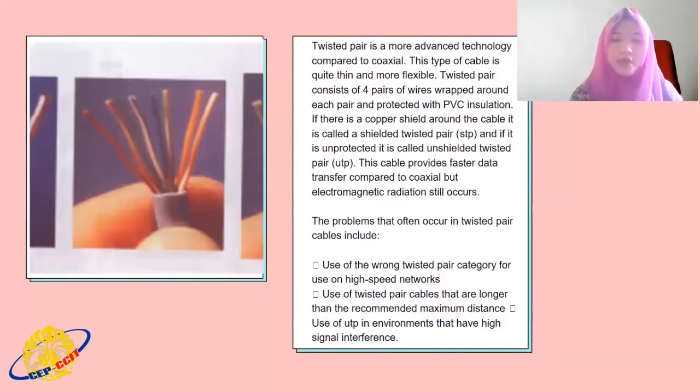The problems that often occur in twisted pair cables include, first, use of the wrong twisted pair category for use on high-speed networks. Second, use of these twisted pair cables that are longer than the recommended maximum distance. Third, use of UTP in environments that have high signal interference.